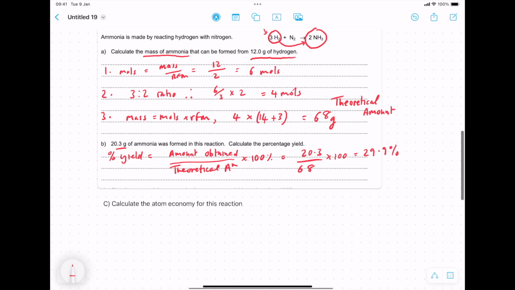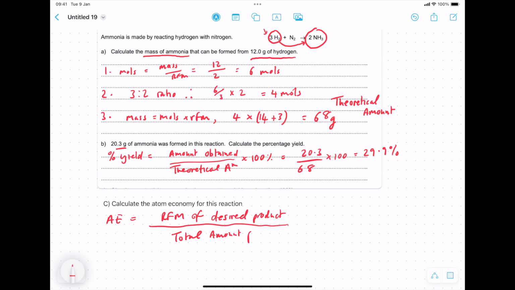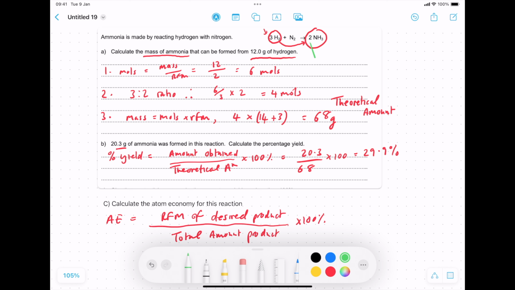The atom economy, AE, is equal to the RFM of desired product divided by the total amount of product times 100. It's not dealing with masses in grams or kilograms or moles. It's actually just the RFMs of the molecules being produced. And if you're producing more than one of that molecule, so in this case we're actually making 2, that's what I've underlined in green there, then you have to include that, so it'd be 2 lots of ammonia. So let's work out this atom economy.